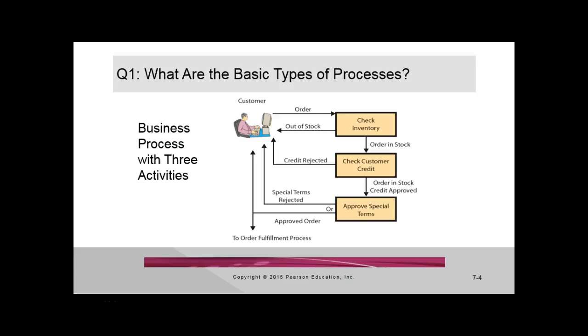If it's approved, then maybe there's special terms that the customer has put in for this order, and we want to see if that's good. Maybe it's a promotion code, or maybe it's a closing cost kind of stipulation. If it's good, we approve the order and we fulfill the process.